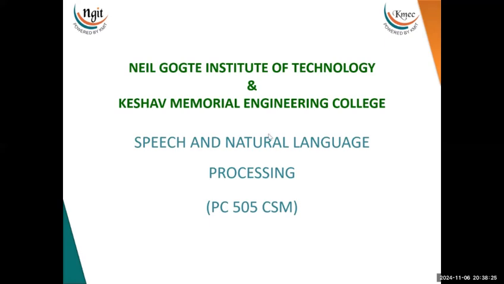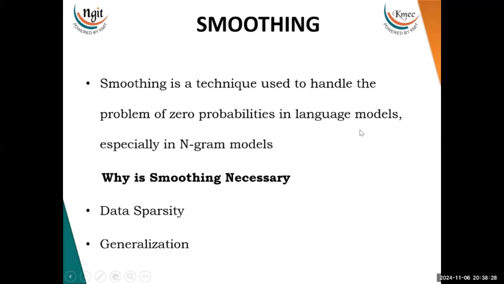So today we are going to talk about the topic called smoothing. Let us try to understand what smoothing is, why smoothing is important, and the types of smoothing that exist. Smoothing is a technique used to handle the problem of zero probabilities in language models, especially in n-gram models. So why is smoothing necessary? It is because of data sparsity and generalization.